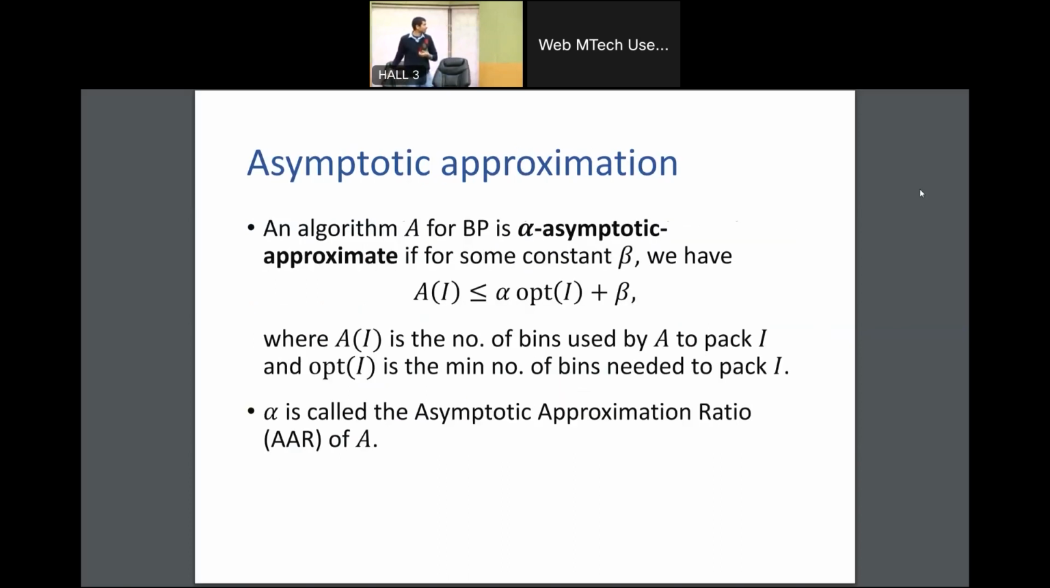For this reason, we focus on a different notion, which we call asymptotic approximation. We say that an algorithm A for bin packing is alpha asymptotic approximate if, for some constant beta, we have A(I) is at most alpha times OPT(I) plus beta, where A(I) is the number of bins used by the algorithm A to pack the set I of items, and OPT(I) is the minimum number of bins needed to pack I. Here alpha is called the asymptotic approximation ratio of the algorithm.